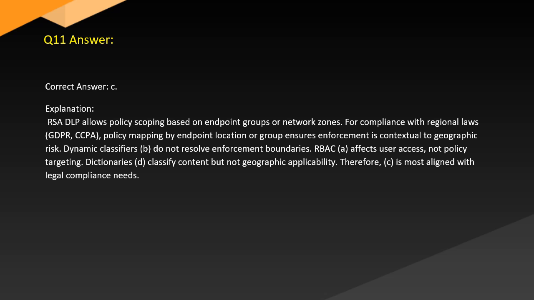Answer. Correct answer: C. Explanation: DLP allows policy scoping based on endpoint groups or network zones for compliance with regional law. Policy mapping by endpoint, location, or group ensures enforcement is contextual to geographic risk. Dynamic classifiers, B, do not resolve enforcement boundaries. Role-based access, A, affects user access, not policy targeting. Dictionaries, D, classify content but not geographic applicability. Therefore, C is most aligned with legal compliance needs.